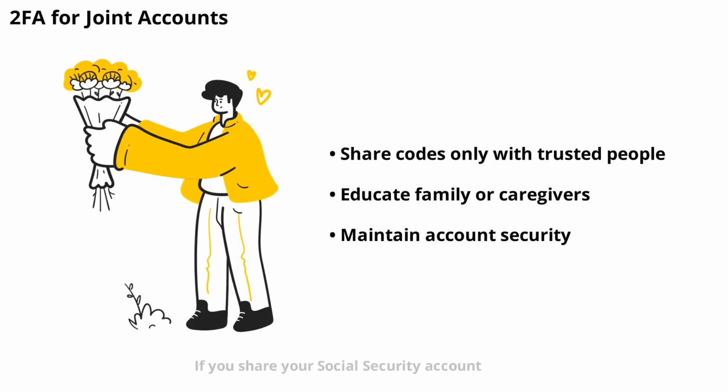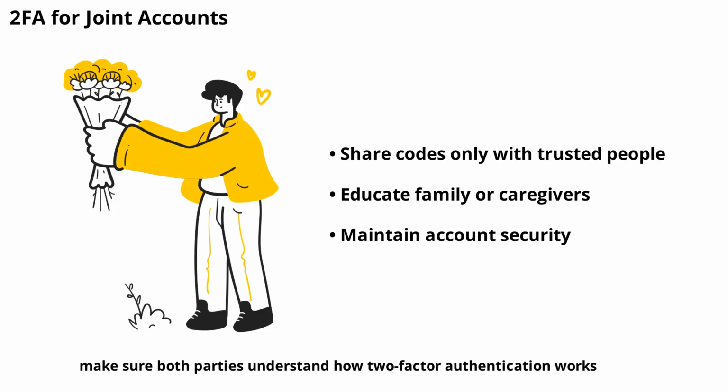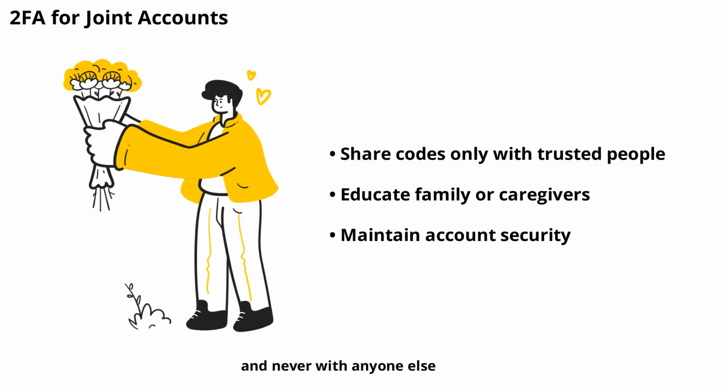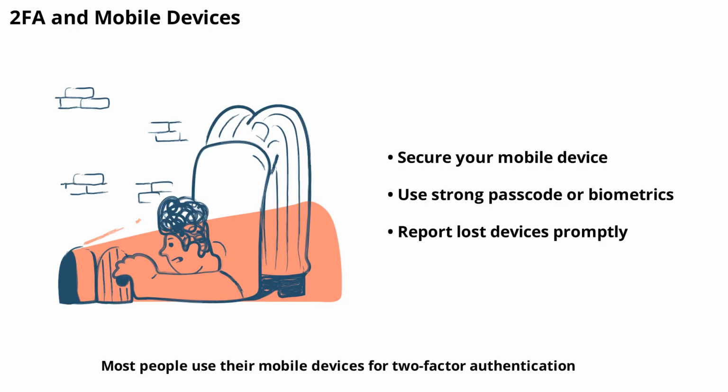If you share your Social Security account with a trusted family member or caregiver, make sure both parties understand how two-factor authentication works. Only share verification codes with people you trust completely and never with anyone else. This keeps your account secure while allowing necessary access. Most people use their mobile devices for two-factor authentication. Make sure your phone is secure with a strong passcode or biometric lock. If you lose your device, contact your carrier and the SSA immediately to prevent unauthorized access to your account.